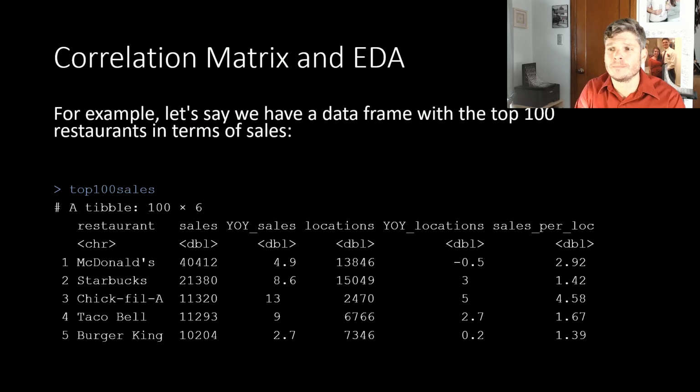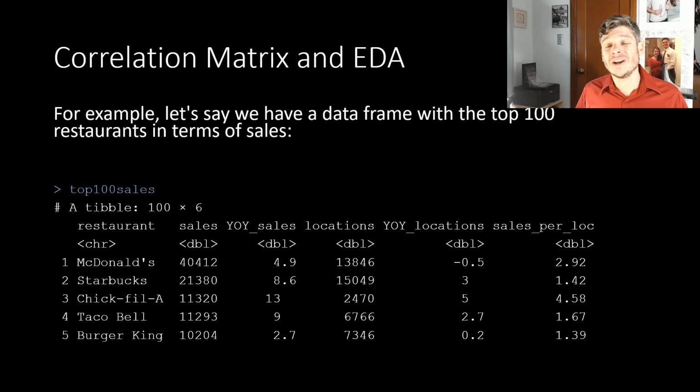So let's take a look. For example, let's say I have a data frame that has the top 100 restaurants in terms of sales. My data frame is stored as top 100 sales. It is a tibble that is 100 by 6, so 100 observations, the top 100, and we have 6 variables. My variables are the restaurant, which is the restaurant name; we see McDonald's there at the top. The sales; the year-on-year sales, which is the increase in sales as a percentage; the number of locations for each restaurant; the YOY locations, which is the year-on-year increase in locations; and lastly, the sales per location.